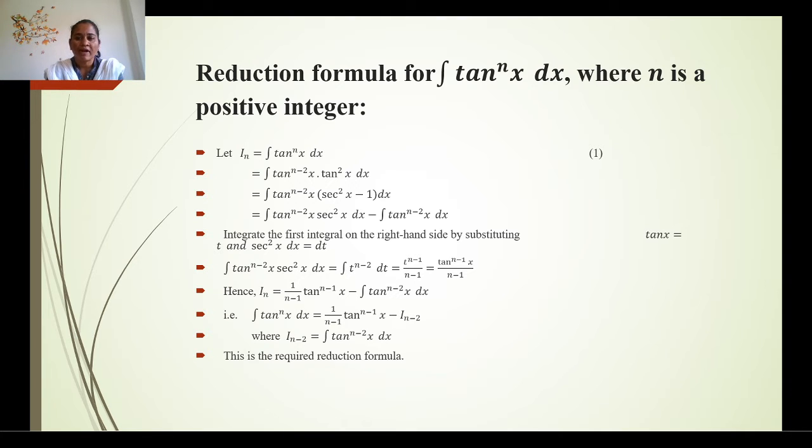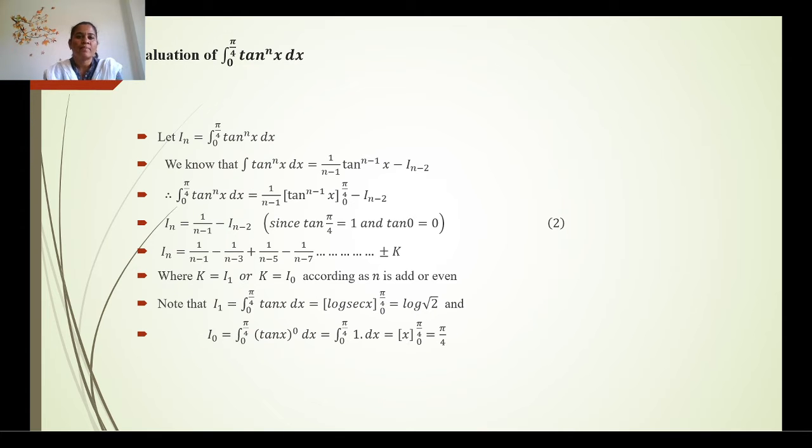Next we have to evaluate the integral with limits 0 to pi by 4 of tan to the power of nx dx. This given function is taken as In, and we have already integrated this function without limits. The answer is 1 by n minus 1 tan to the power of n minus 1 x minus I n minus 2. Then apply the limits 0 to pi by 4. The integration is already over, so we have to apply only the limits: lower limit 0, upper limit pi by 4, minus I n minus 2.